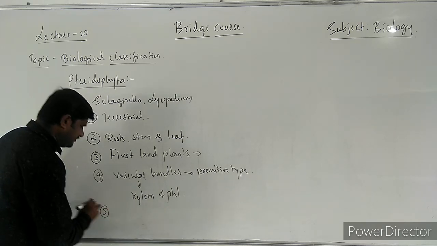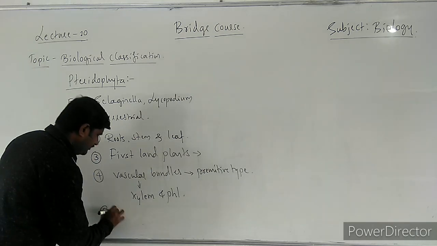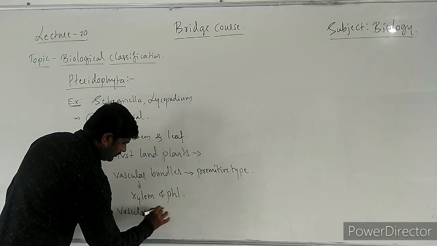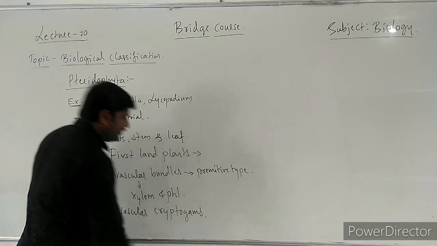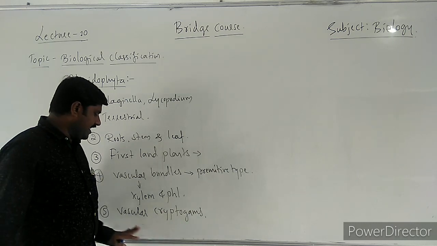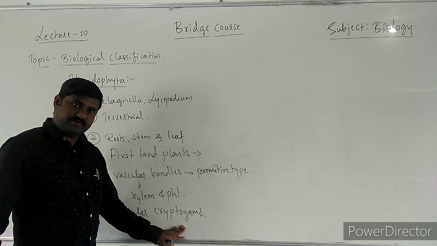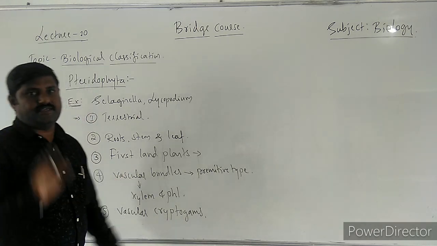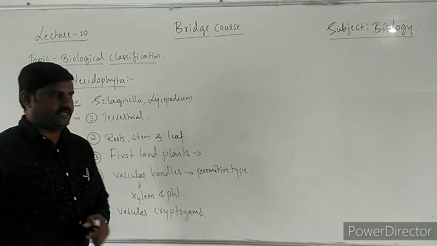And these plants do not bear any seeds. Hence these are called vascular cryptogams. Why? Because these have vascular bundles, and they are called cryptogams because they are non-flowering, meaning they do not bear any seeds. Hence they are commonly known as vascular cryptogams, right?